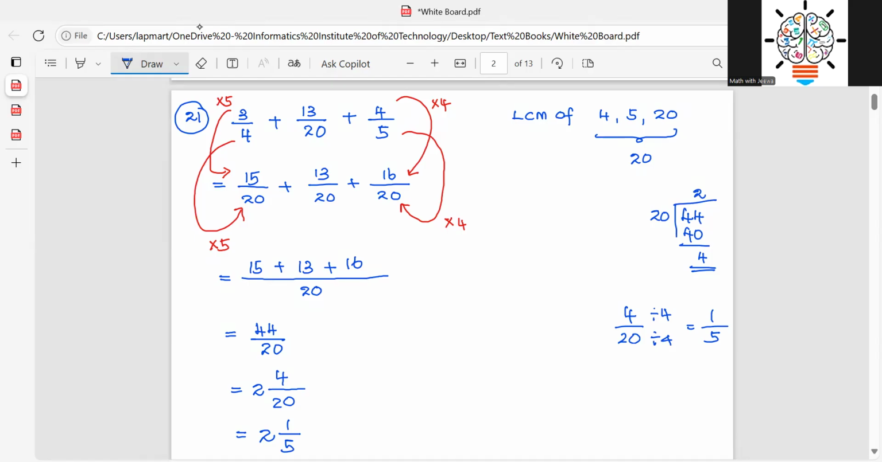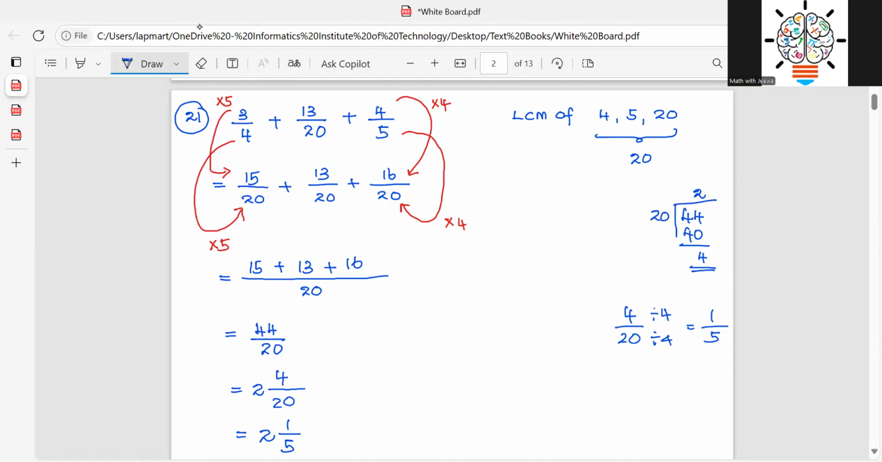Right? First you find the LCM of the denominators. 4, 5, 20. It is 20. Then you adjust the numerators accordingly. How do you convert 4 into 20? 4 times 5. Therefore, you want to multiply the numerator value also by 5.